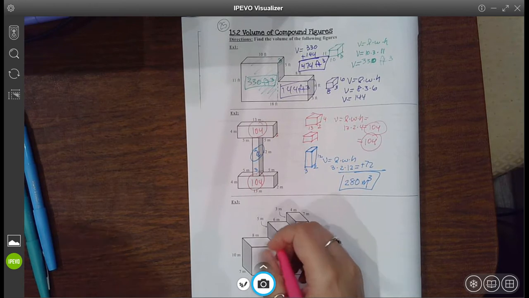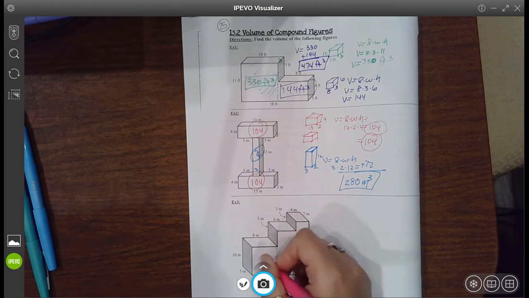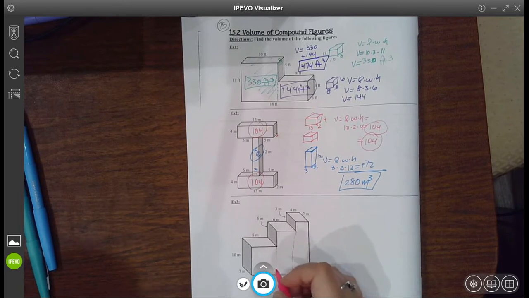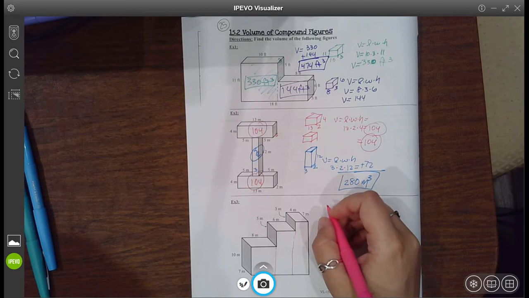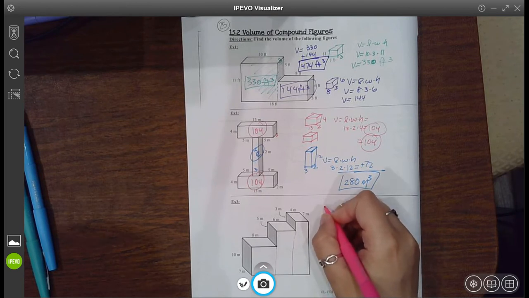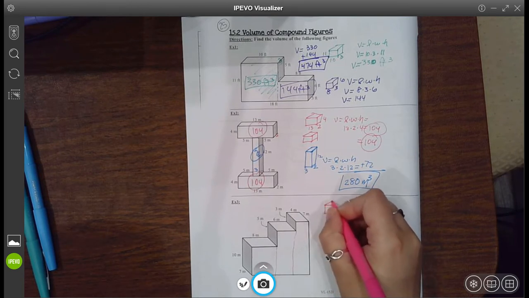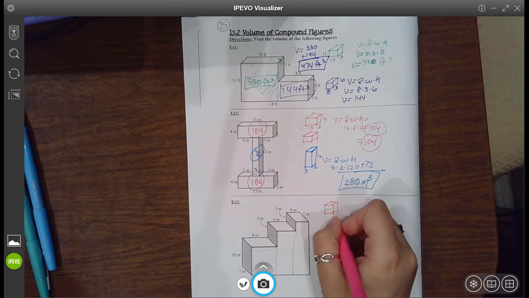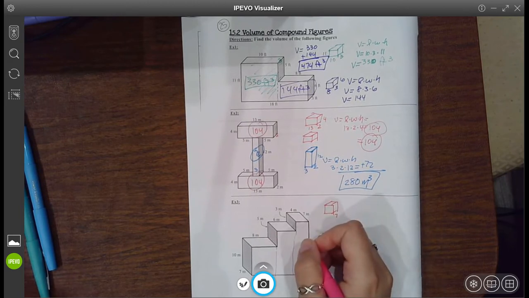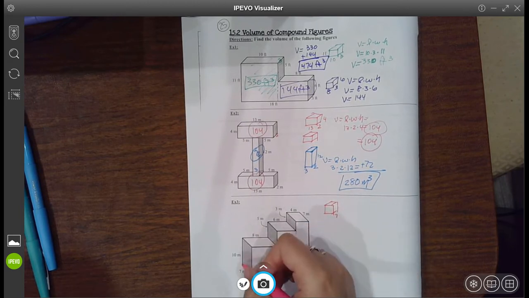Okay, so now that you're back, I'm going to cut it here, here. So now I have 1, 2, and 3 rectangular prisms. Okay, so this first one is what? Well, it has a width of 7 and it has a height of 10.